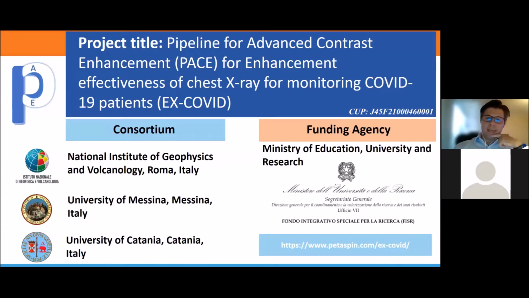This project is aimed at enriching chest X-ray diagnostic capability for the monitoring of COVID-19 patients. PACE has been carried out by a consortium of public entities, including the National Institute of Geophysics and Volcanology in Rome, Italy, the University of Messina in Italy, and the University of Catania in Italy as well. The project has been funded by the Italian Ministry of Education, University, and Research. And you can see in the bottom right corner the official link to this project.